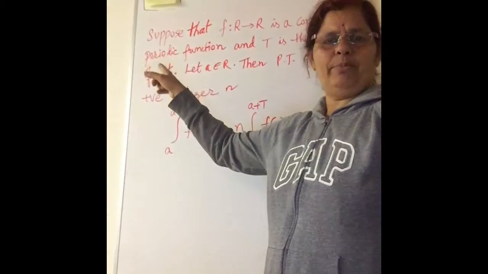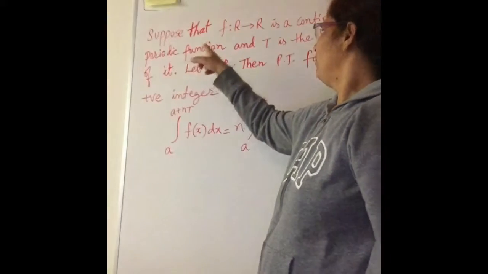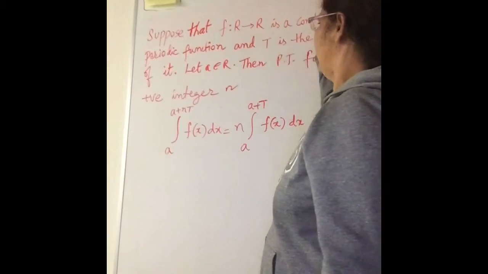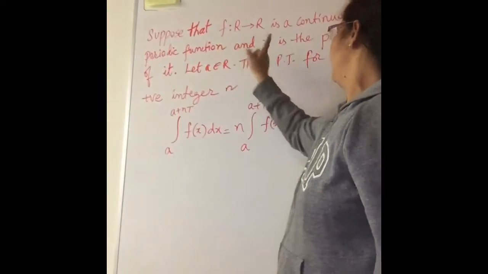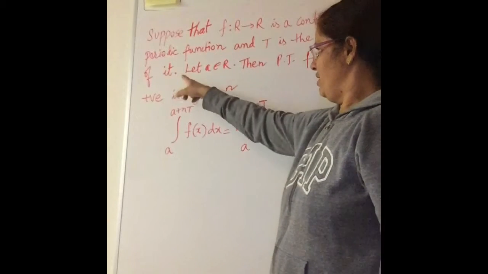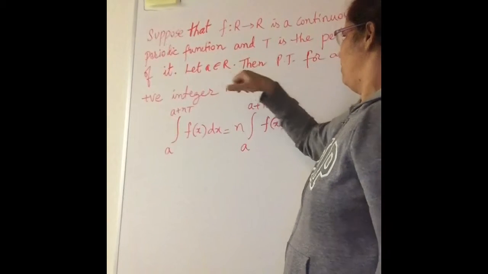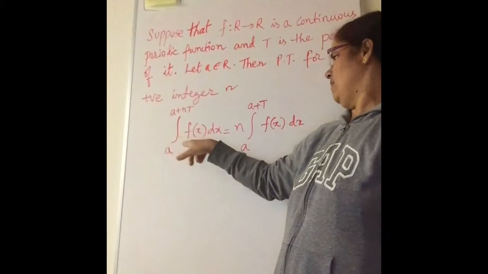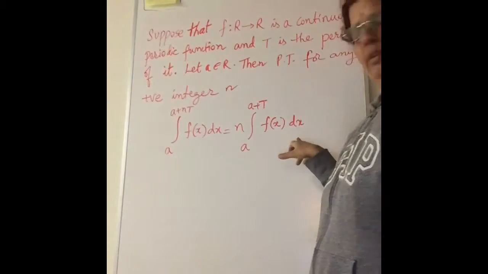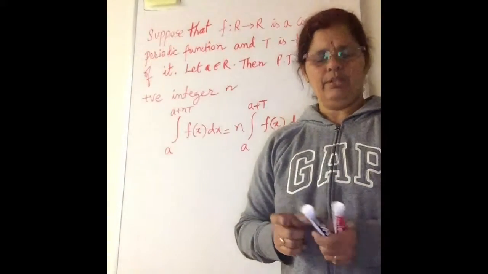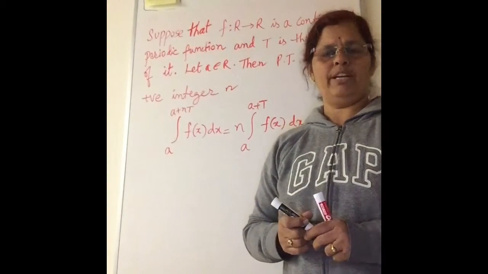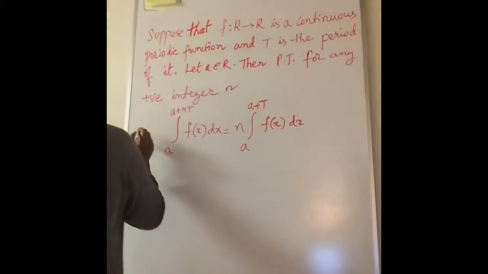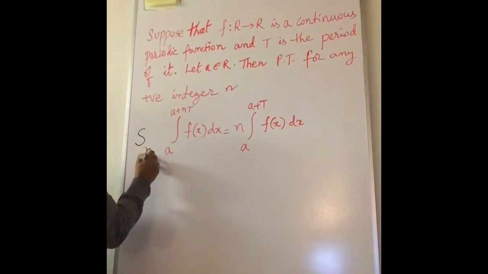This is the 20th problem. Suppose that the function f from R to R is a continuous periodic function and T is the period of it. Let a belong to R, then prove that for any positive integer n, the integral from a to a plus nT of f of x dx equals n times the integral from a to a plus T of f of x dx. I want to do this by using mathematical induction. So let me take this as Sn.